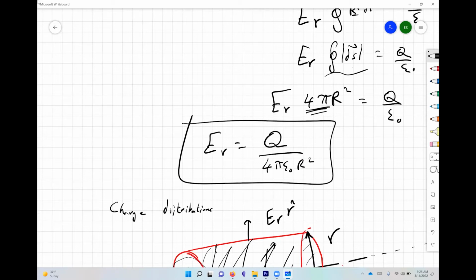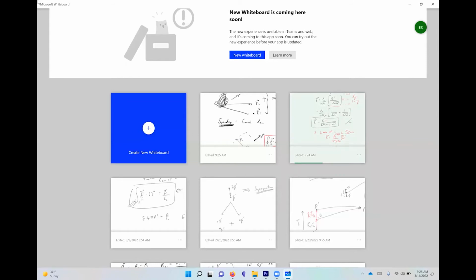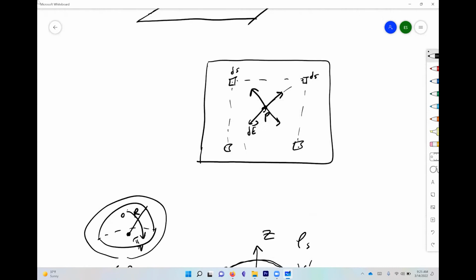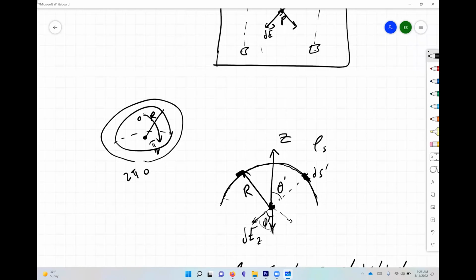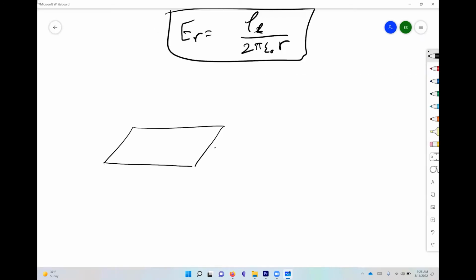Okay, the other symmetrical problem that we calculated, let me see, did we do a surface? We did a surface, but we found the field on the surface itself. We did not calculate the field away from the surface, probably because it was a bit of a difficult integration. So let's do an infinite surface. Let's say you have a surface and it's infinite, it extends everywhere, and it has a surface charge density, rho s.